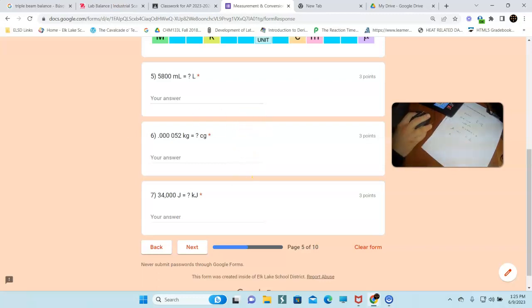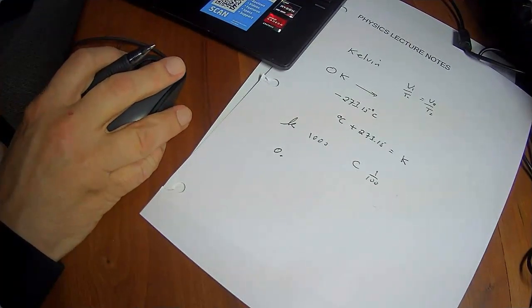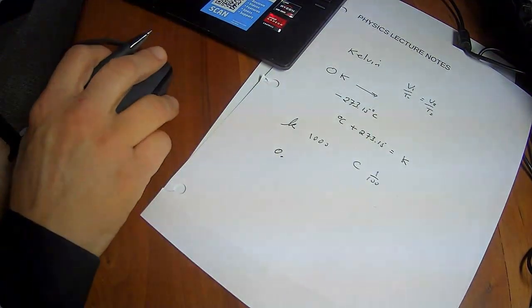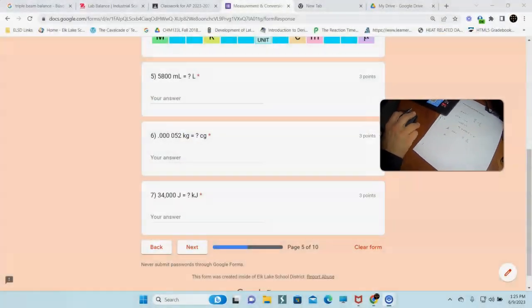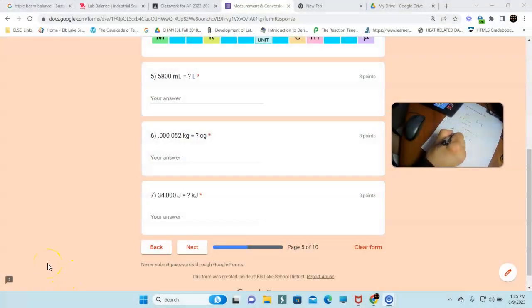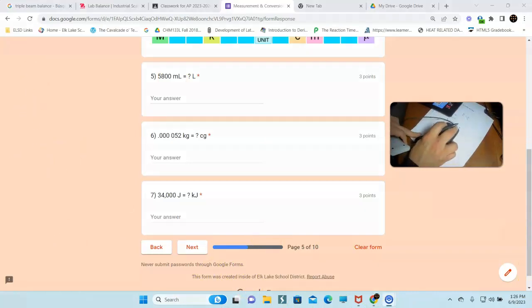So I am going from 0 point. Oh, let me bring this up a little bit here. I'm going from 0 point. No, I can't see my thing here. Let me copy down the problem. 0.0000052 kilograms, and we want to get this to centigrams. Okay, so let's go back to this full screen.